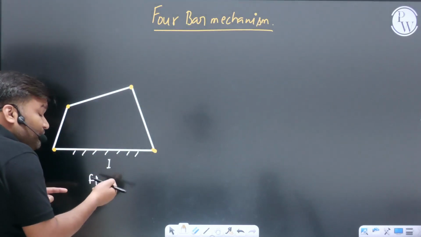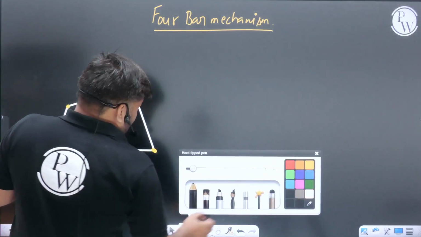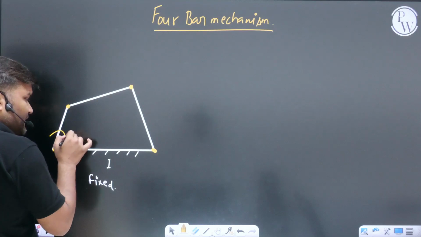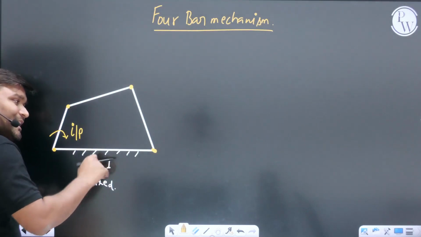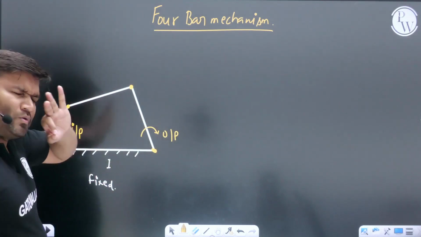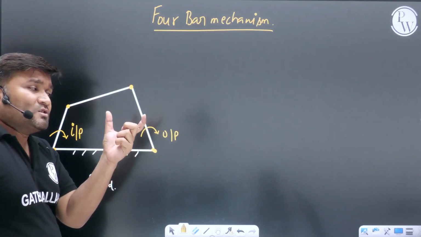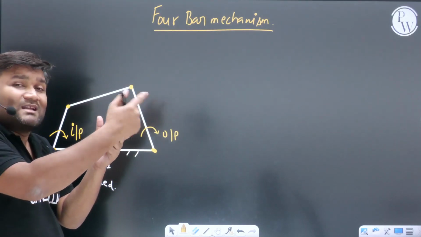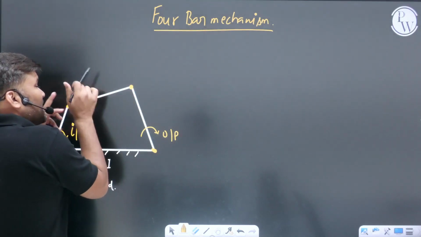And adjacent to the fixed link, either this or this, any of the links you can give input to, and from the other you are going to collect output. Suppose somebody has given input here, this will be called your input link. On the other side of the fixed link you can have your output link. Okay? Fix any one link, whichever you want. Once you have fixed a certain link, adjacent to the fixed link, either this side or this side, on any one side you can give input, from the other side you have to take output. Clear? Whichever link is connecting input to output, this particular link is called your coupler link.